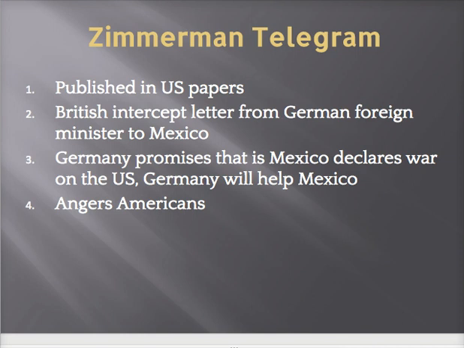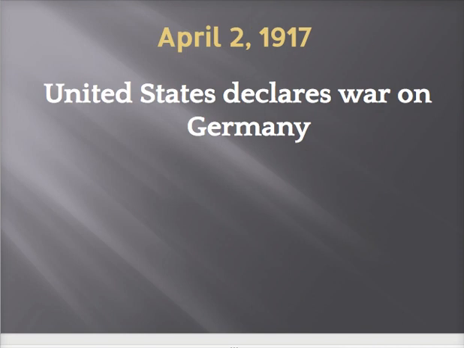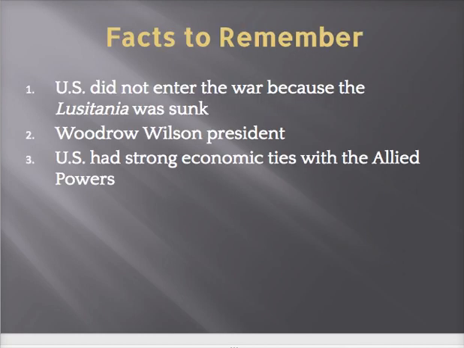At that point, the U.S. is very angry. More U.S. citizens are pushing Wilson towards this war. So on April 2nd, 1917, the United States will declare war on Germany. And one of the things that Wilson said is he is determined to make this the war to end all wars, and he wants to spread democracy, which will become part of the U.S. foreign policy of the 20th century.